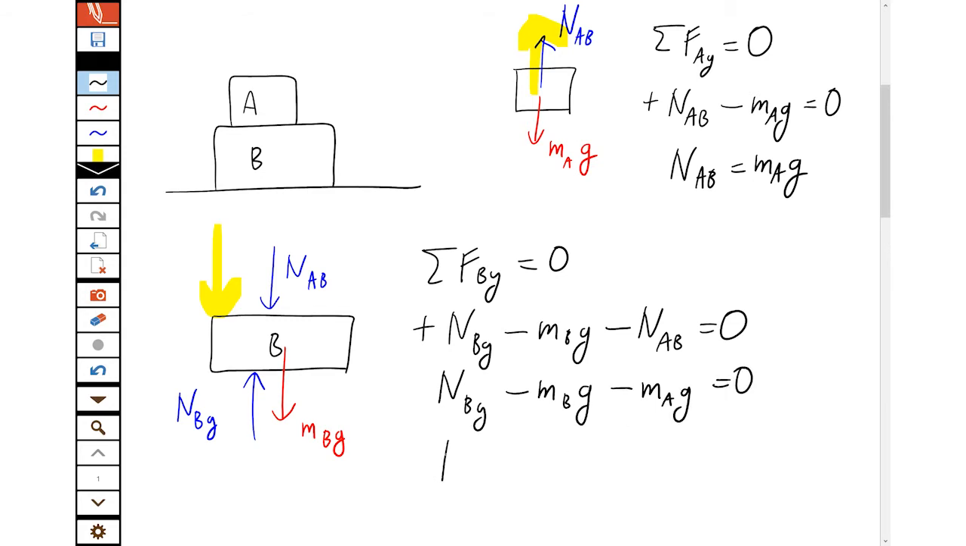And then we can see the normal force between B and the ground is the weight of B plus the weight of A, as we'd expect. So if there was a scale or a weight measurement device underneath B, the force it would read would be this normal force.